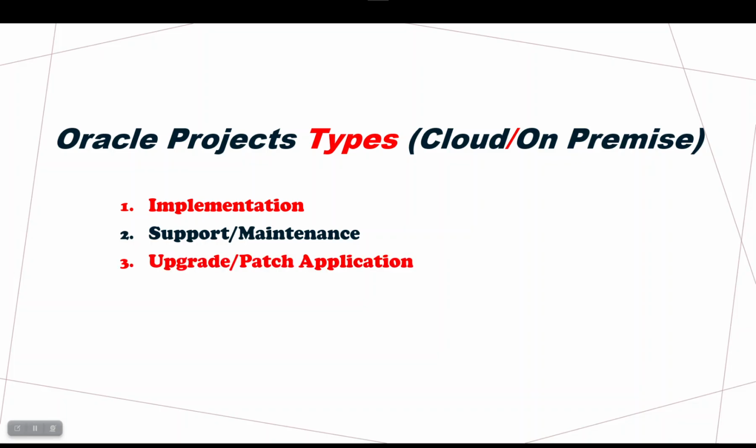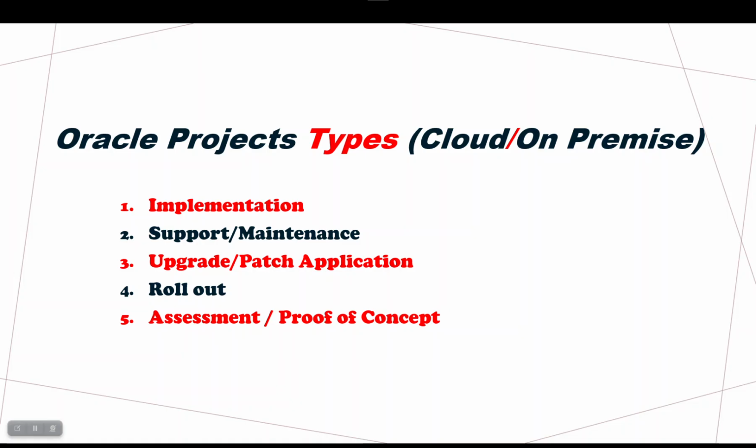The third type here is upgrade or patch application. In this type of project, the customer is upgrading from an earlier version of ERP to a higher version of ERP. Patch application may be a quarterly update or scheduled maintenance. Project type number 4, rollout. In this type of project, the existing ERP system is going to be implemented for different countries or regions. This is the rollout project type. Project type number 5, which is the last in this list, assessment or proof of concept.